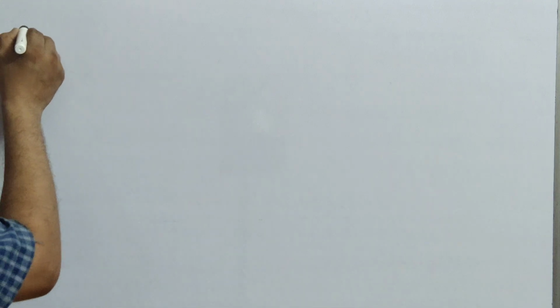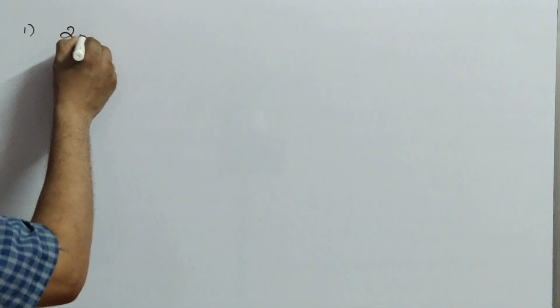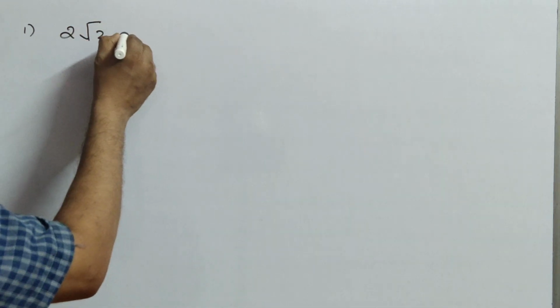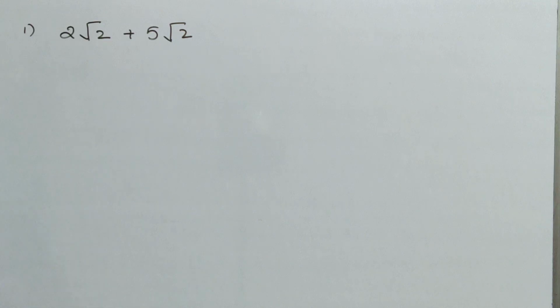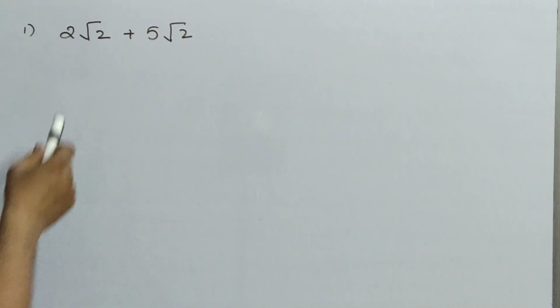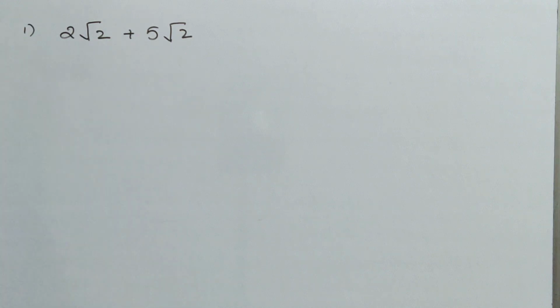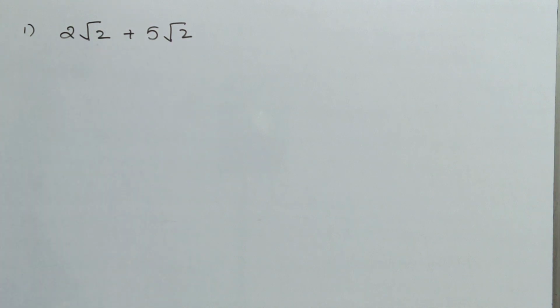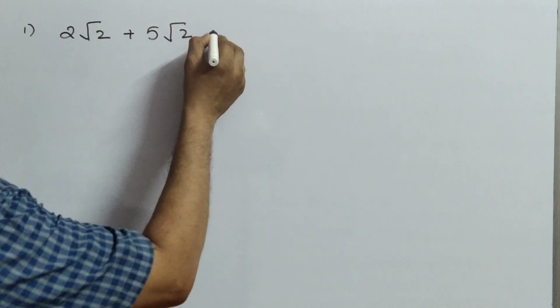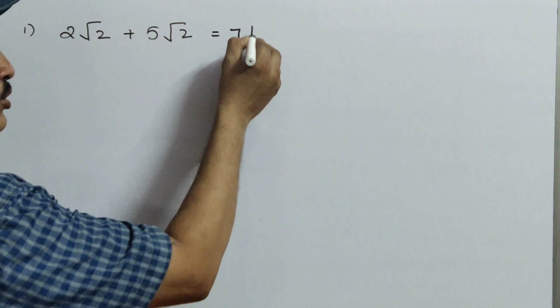See here, I am giving some examples. 2 root 2 plus 5 root 2. Don't copy anything in the CW, okay? Just listen to the class. Now here, 2 root 2 plus 5 root 2. Can you add? Yes, you can add, because this is also root 2 and this is also root 2, like terms. So 2 plus 5, 7 root 2.